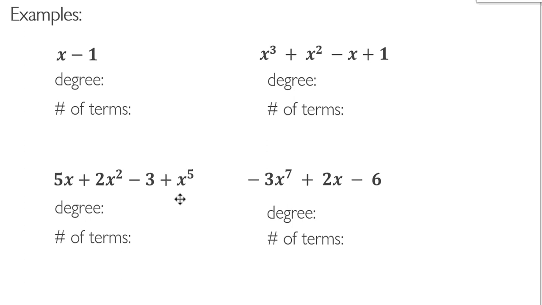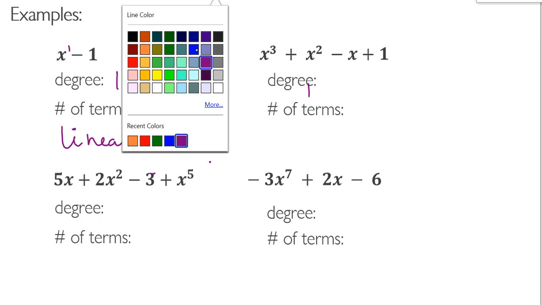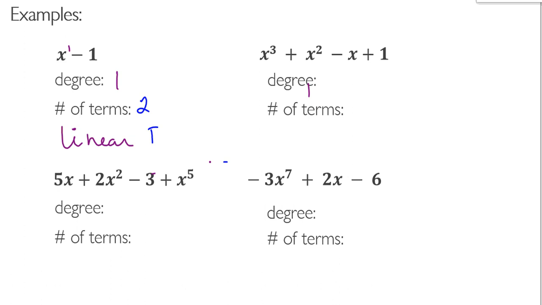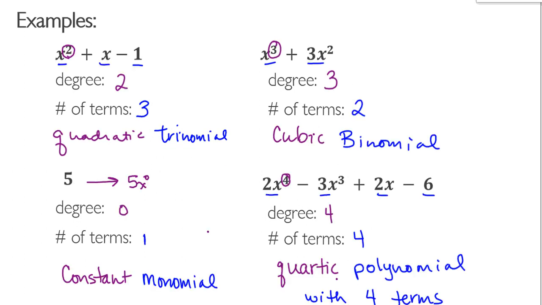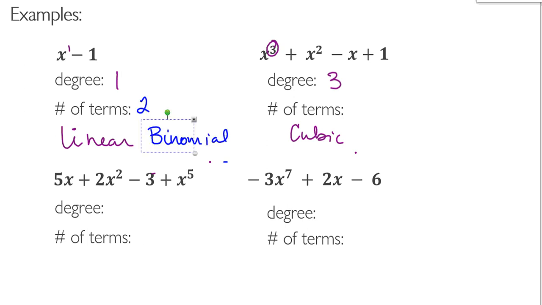So, next examples. The degree on this guy, highest power is a 1, which means it's going to be linear. And then the number of terms is 2, which is binomial. Okay, highest power here is 3. That means it's cubic again. And then the number of terms, we've got 1, 2, 3, 4. So it would be a cubic polynomial with 4 terms.